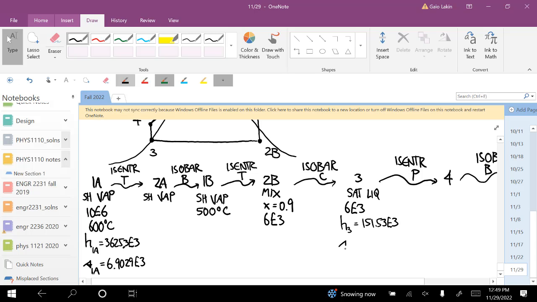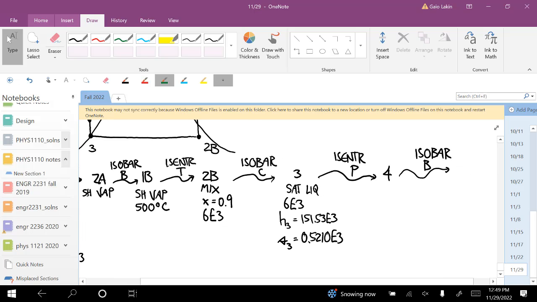And we'll look up the entropy. That is 0.5210 times 10 to the third. And we'll look that up because the next process is isentropic, and so we also know that that is the entropy for state 4.